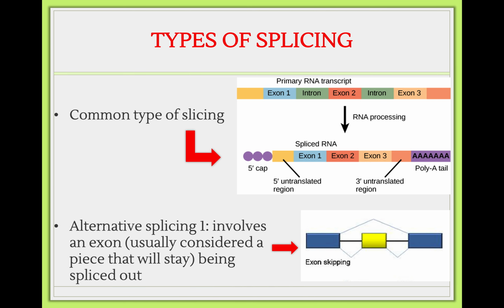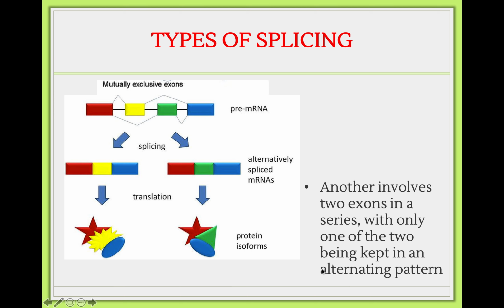So these are the different types of alternative splicing. This is the most common that we know. By right, after the introns have been cut off and spliced, all your exons are joined together, so you have all the exons in a typical mRNA transcript. Alternative splicing, this is type number 1, involves an exon, which is usually considered a piece that will stay, being spliced out, or what we refer to as exon skipping.